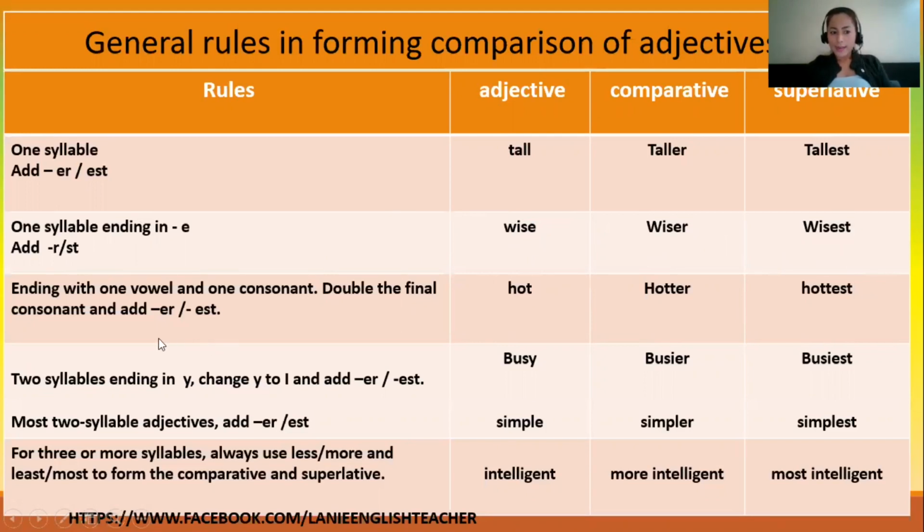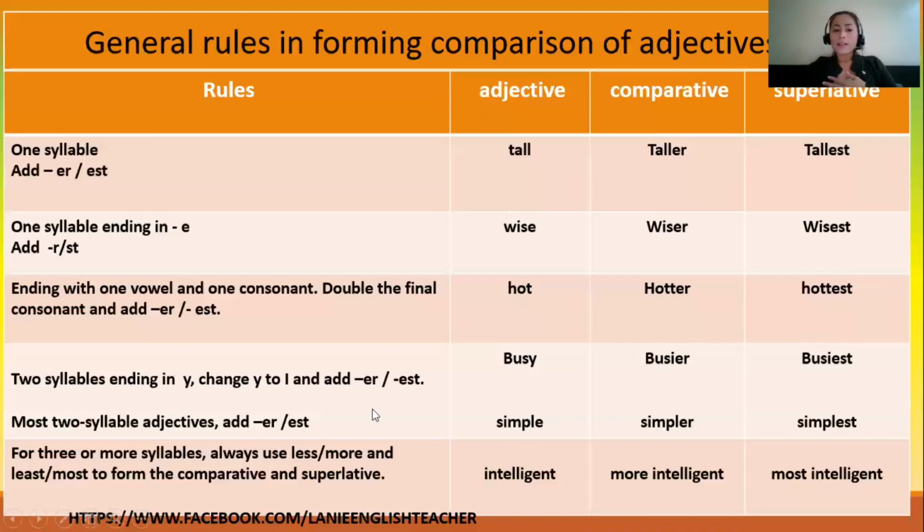Now another rule. Adjectives ending with one vowel and one consonant: double the final consonant and add er or est. An example of this is the adjective hot. Take note, the adjective hot ends with one vowel and one consonant. So in forming its comparative form, we have to double the consonant T and add ER. So we have hotter in comparative form. And in superlative form, we add EST, so it becomes hottest.